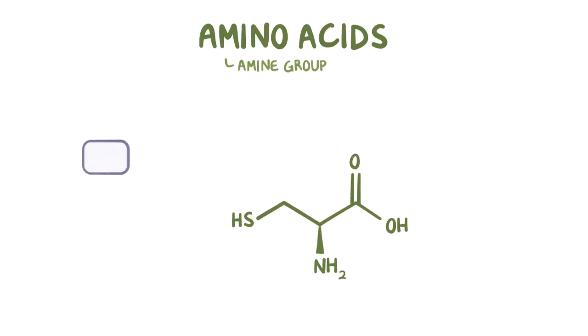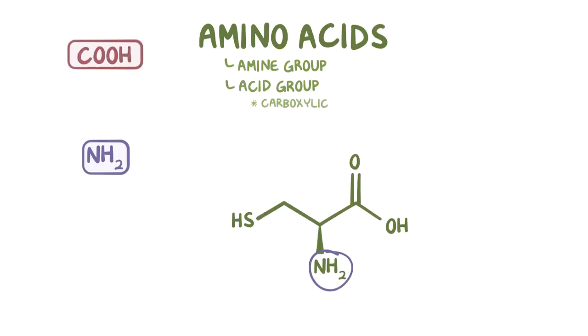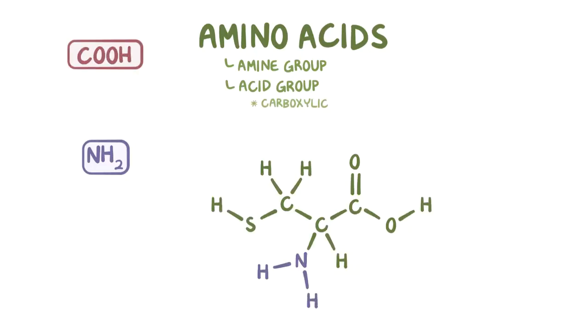Alright, so the amino acid. Just from the name, you can tell they've got an amine group, or NH2, and also an acid, in this case a carboxylic acid group, or COOH. The amine and carboxylic acid groups are both bound to the same carbon, called the alpha carbon.